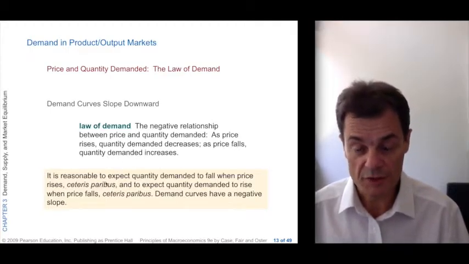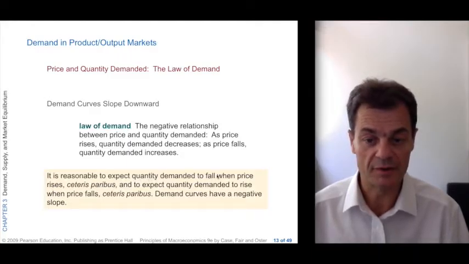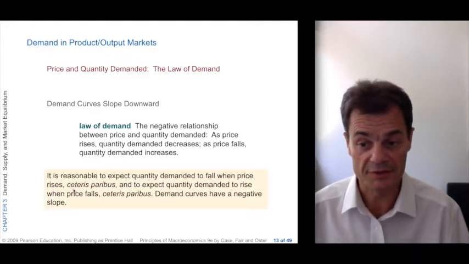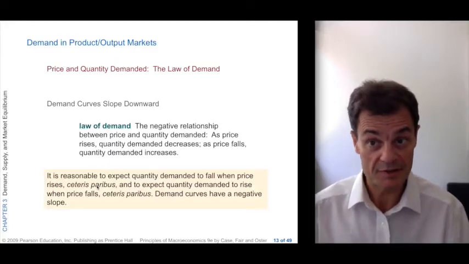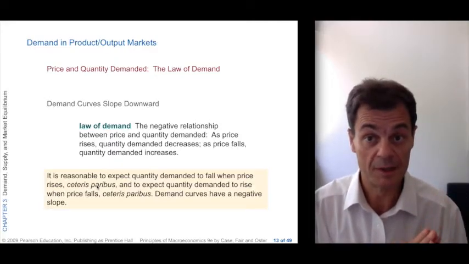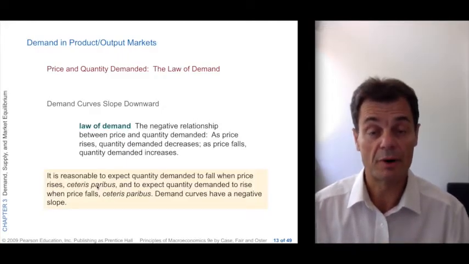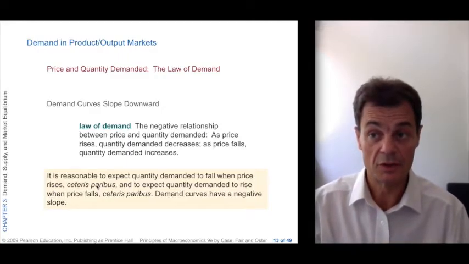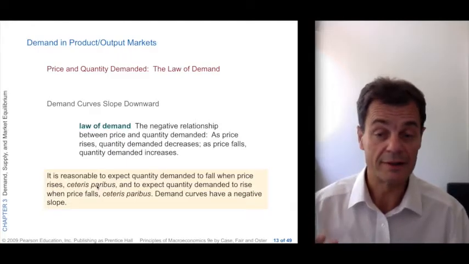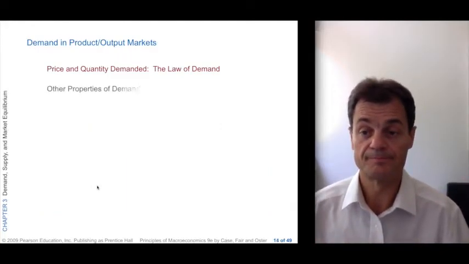And it's reasonable, indeed, to expect quantity demanded to fall when the price rises. Ceteris paribus, that means if everything else remains the same. If everything else remains the same, a price increase reduces your likelihood to buy that product, and vice versa.